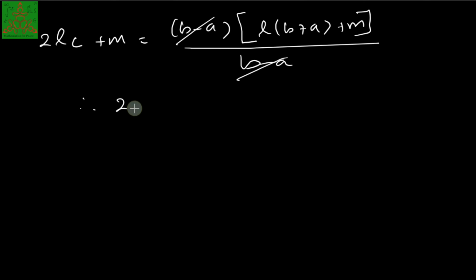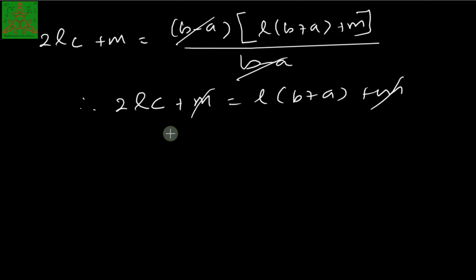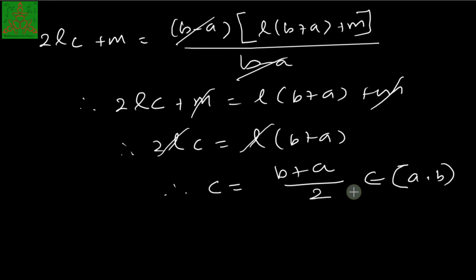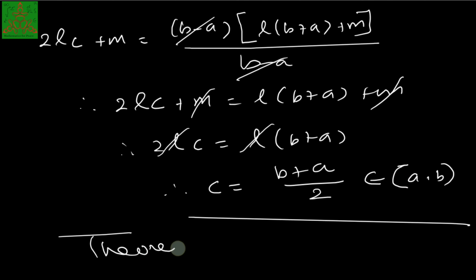So we have 2 l c plus m equal to l (b plus a) plus m. m gets cancelled, so we have 2 l c equal to l (b plus a). And therefore, since l is cancelled out, the value of c which we obtain is (b plus a) upon 2. This is the midpoint of the points a and b, so it always belongs to the open interval (a, b). So hence the theorem is verified.